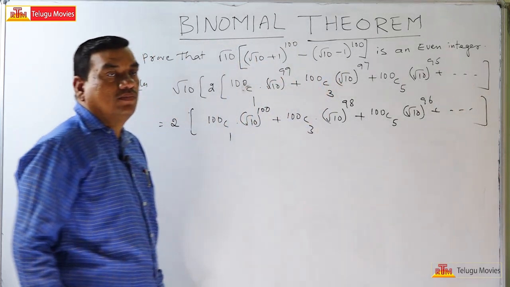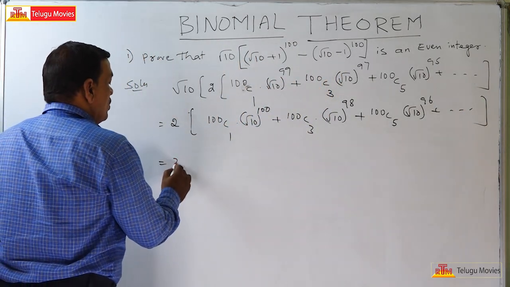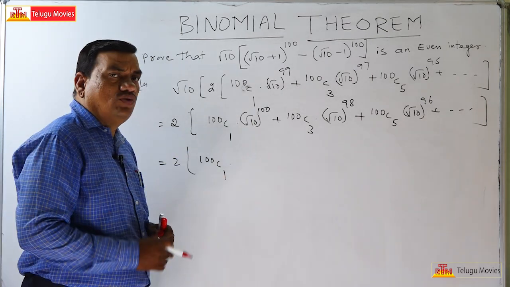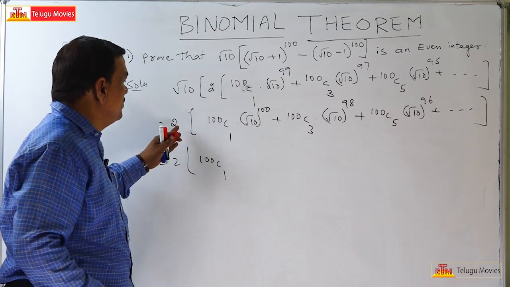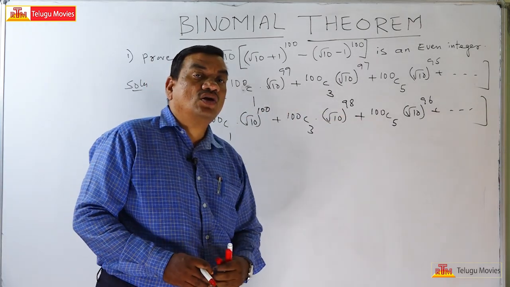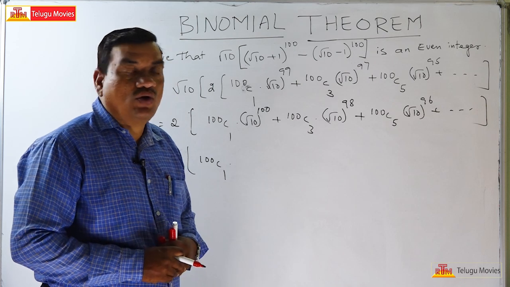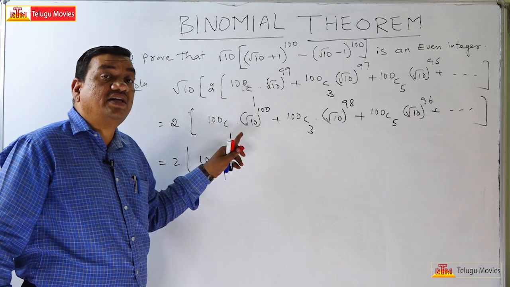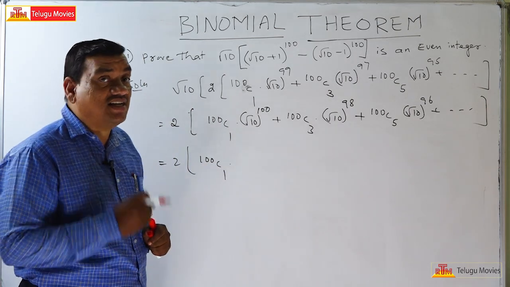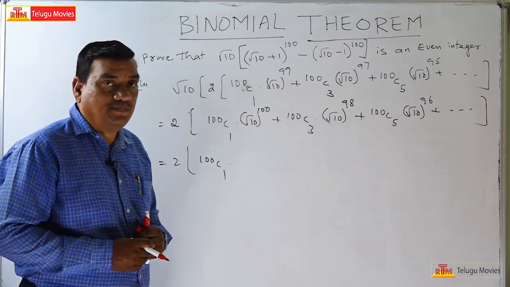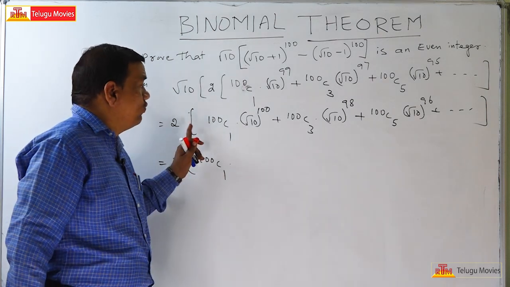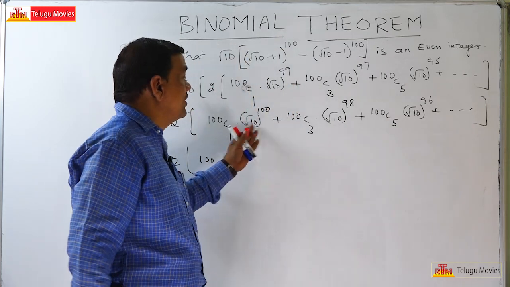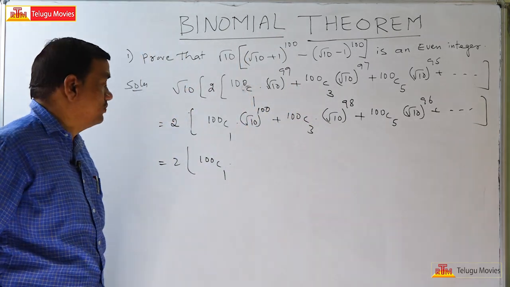Understand this? Right, very nice. Next one, 2 times 100c1 into this. You should not conclude that sir, we got 2 into something, therefore 2 into something is an even number. No, we should not decide like that. 2 into an integer, then only 2n is an even number. We don't know whether it is an integer or a rational number or an irrational number. Why? Because here root 10 is there, that we have to decide now.